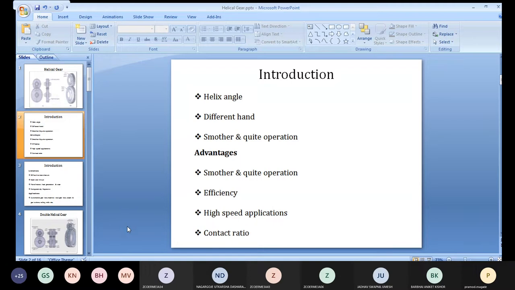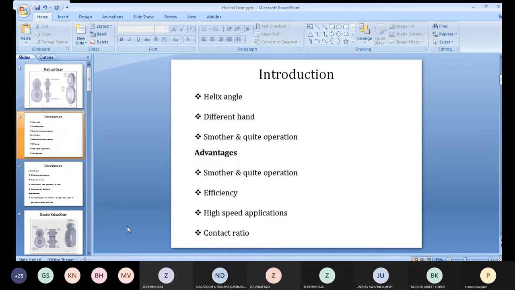Second, write down: teeth of helical gears are stronger than spur gear teeth. Next point: the efficiency of helical gear is high. How high? In brackets, up to 95%. Helical gear has the maximum efficiency.